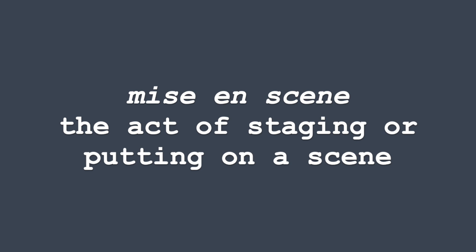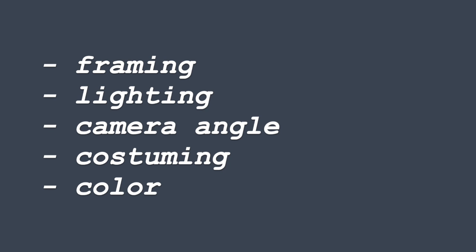The film Paris, Texas uses mise-en-scène very uniquely in its composition. Looking at Movies by Barsom and Monahan, mise-en-scène is defined as literally staging or putting on an action or scene. Elements that are included as part of mise-en-scène include the framing, lighting, camera angle, costuming, and even color of a scene or frame.